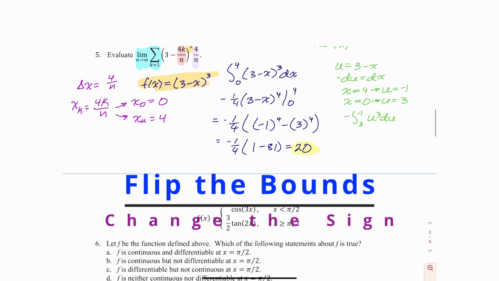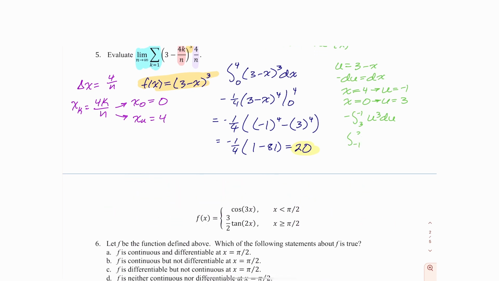But then we want to flip that and change the sign, so it'll be the integral from negative 1 to 3 of u cubed du, which is going to be 1/4 of u to the 4th from negative 1 to 3, which just takes us back here. So either way you do it, that's how it's going to come out. All right, so that's number 5.